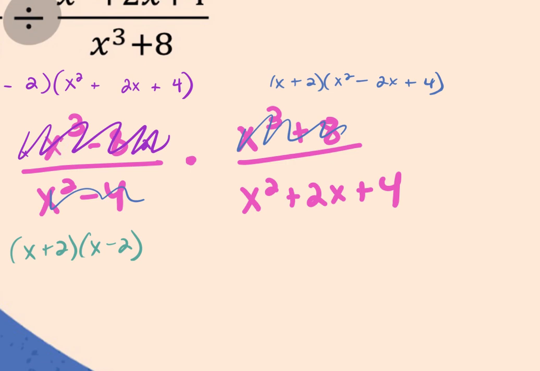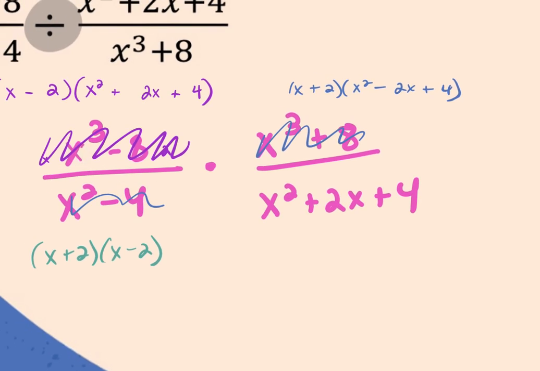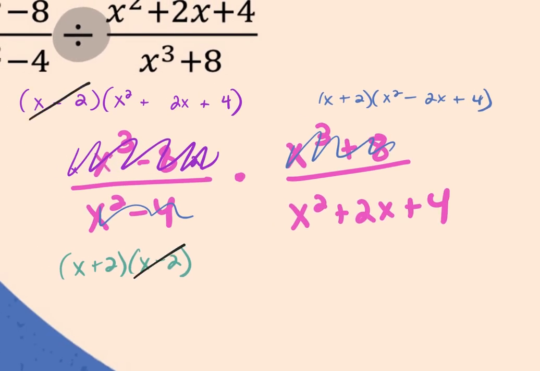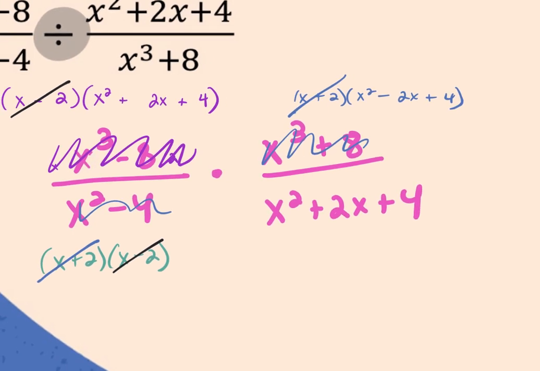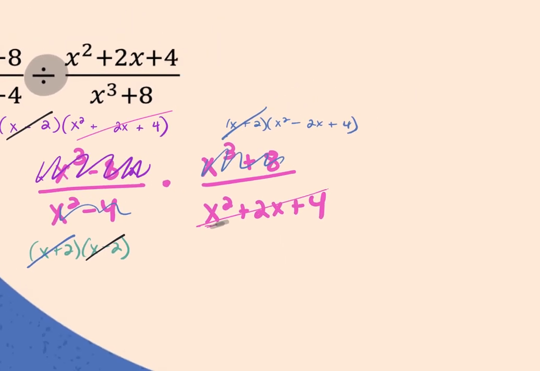With me so far? Now comes the canceling. So I can cancel the x minus 2 in the top and the bottom. I can cancel out the x plus 2 in the bottom left and the top right. And I can cancel out the x squared plus 2x plus 4 in the top left and the bottom right. So all that's left in the numerator is the x squared minus 2x plus 4, and nothing is left in the denominator. That's my answer.